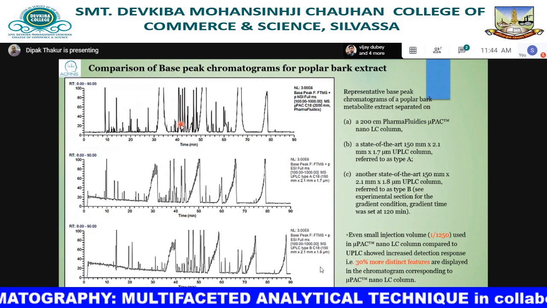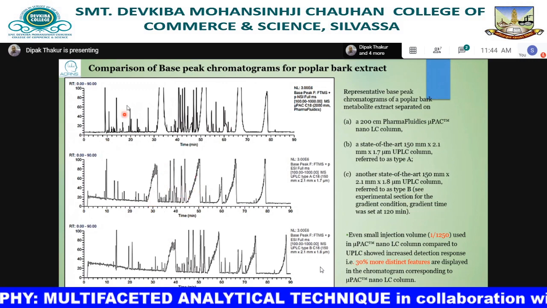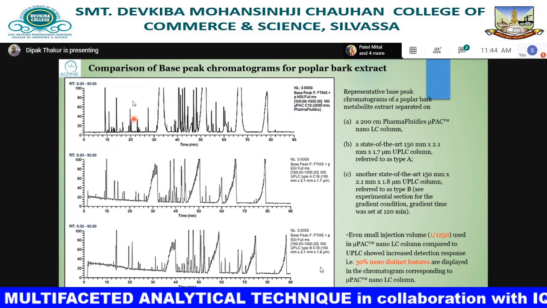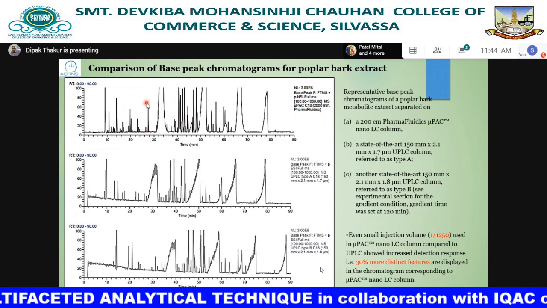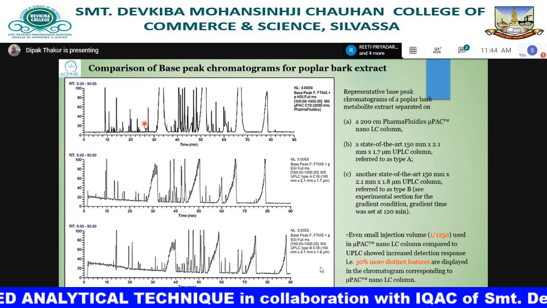These were not seen in this LCMS analysis. 30% low abundant compounds were seen, measured, and can be quantitated using micropack based column connected to mass spectrometry.